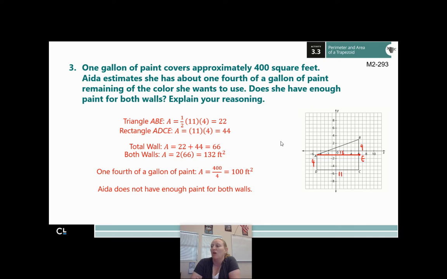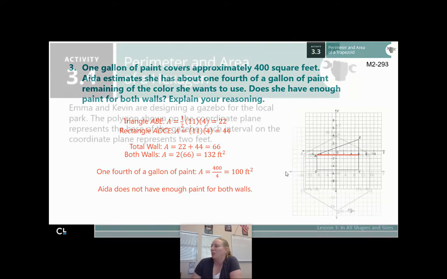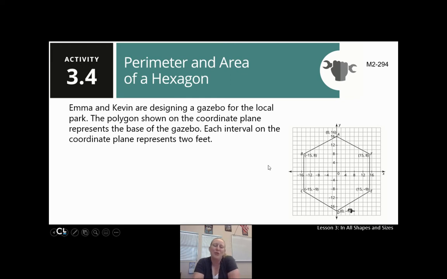Guess she could just do one wall. Or she could go get more paint. I guess it's up to her to decide, isn't it? Either way, we got a painting problem here. Let's move on to building stuff. Maybe instead of painting, let's make a gazebo.